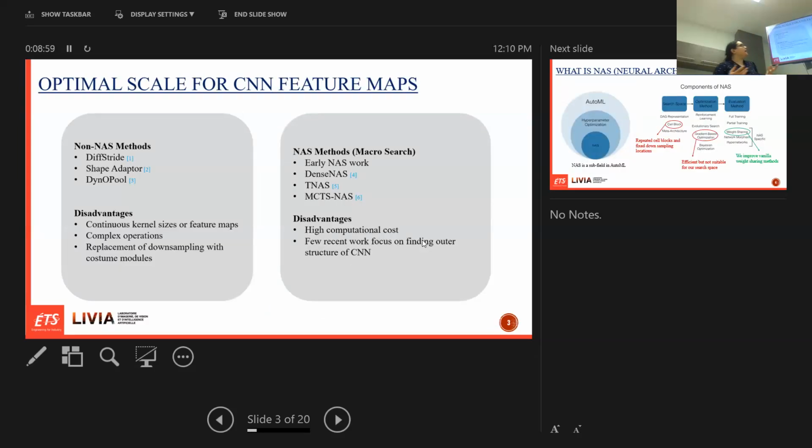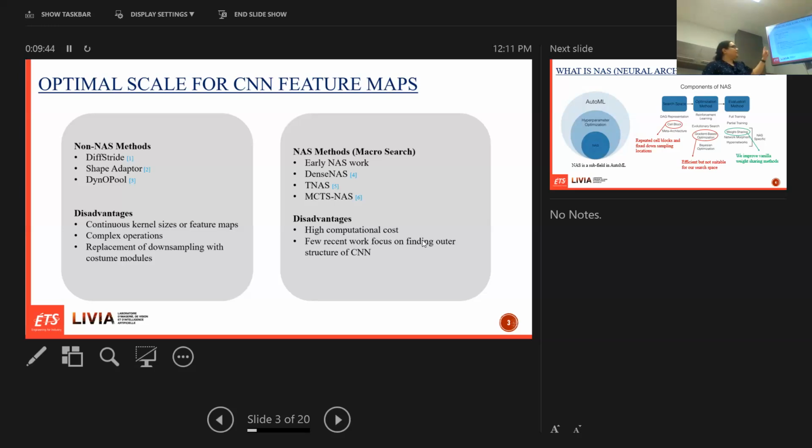If we want to find how to downsample, what is the optimal downsampling, we can use either non-NAS methods or NAS methods. NAS is neural architecture search, which I will explain later. So there is limited work in non-NAS methods, and what they usually do is use a continuous kernel size or feature map by using, for example, bilinear interpolations or Fourier transformations.